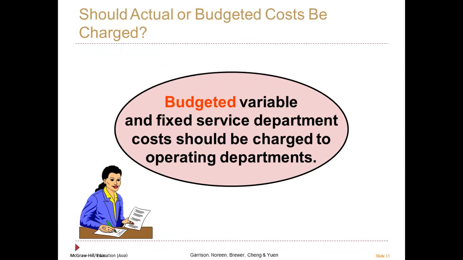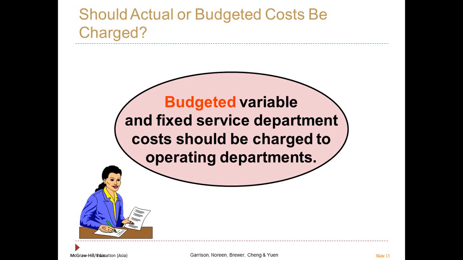Budgeted variable and fixed service department costs rather than actual costs should be charged to operating departments. Actual costs may contain inefficiencies that should not be charged to operating departments. Variable service department costs should be charged using a predetermined rate applied to the actual services consumed. The lump sum amount of fixed costs should be based on budgeted fixed costs and not actual fixed costs.